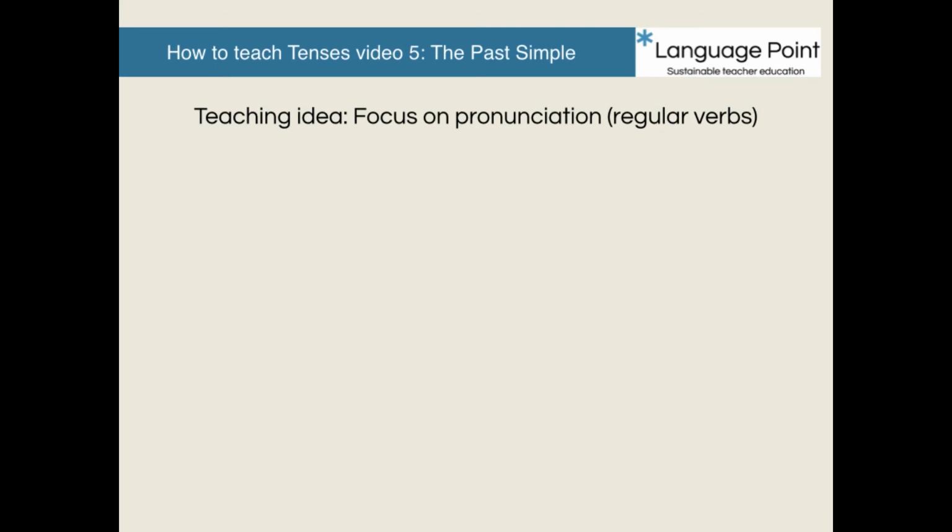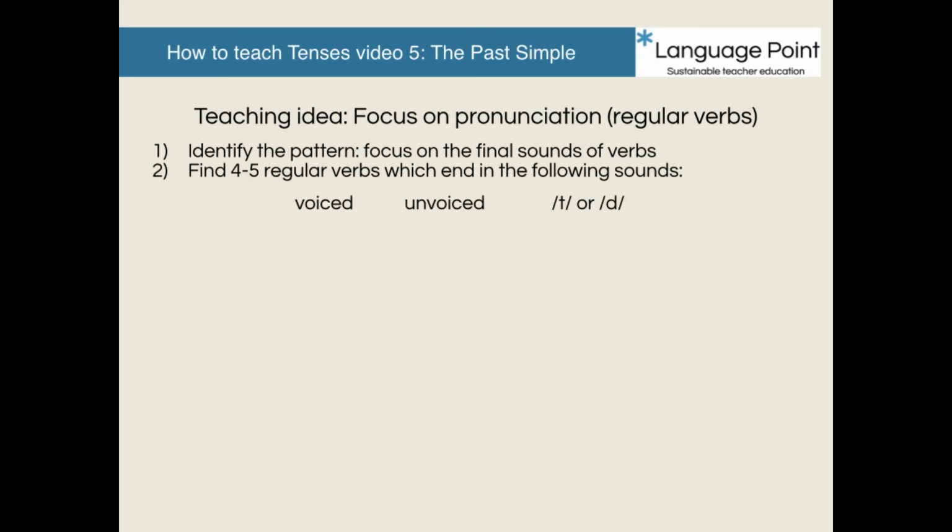To teach these ed endings, we need to focus a little bit on pronunciation. So there is a pattern to past simple regular verb endings, the ed, which depends on the type of phoneme or the type of sound which is made at the end of the infinitive verb. So for example, we can have a voiced sound or an unvoiced sound at the end of the verb. So as a good step to start teaching this, we need to find a set of regular verbs, some of which have voiced final sounds, some of which have unvoiced final sounds.